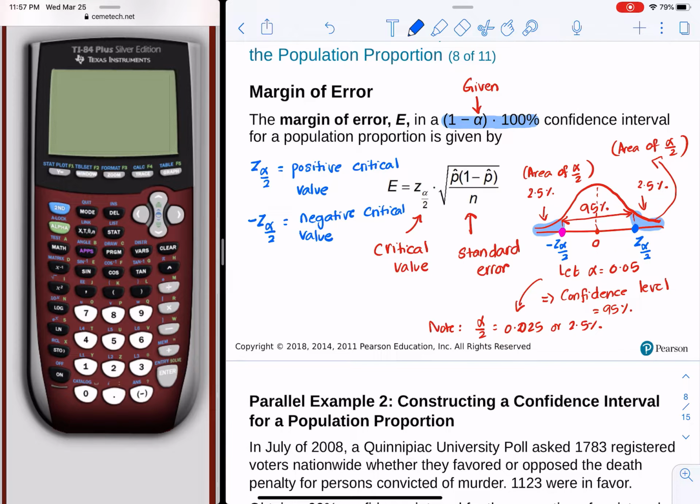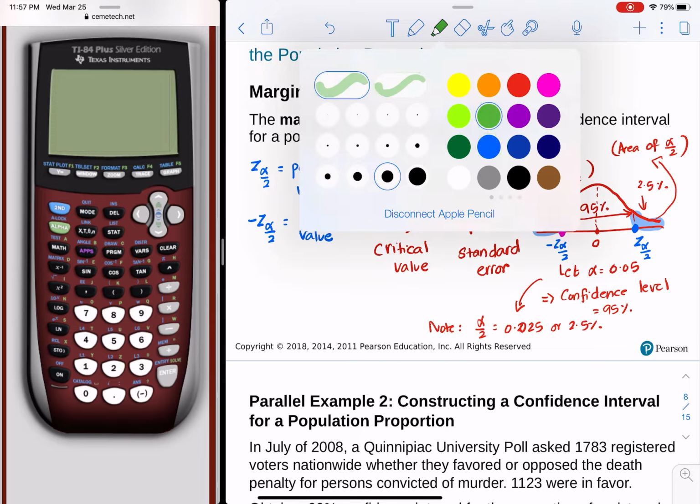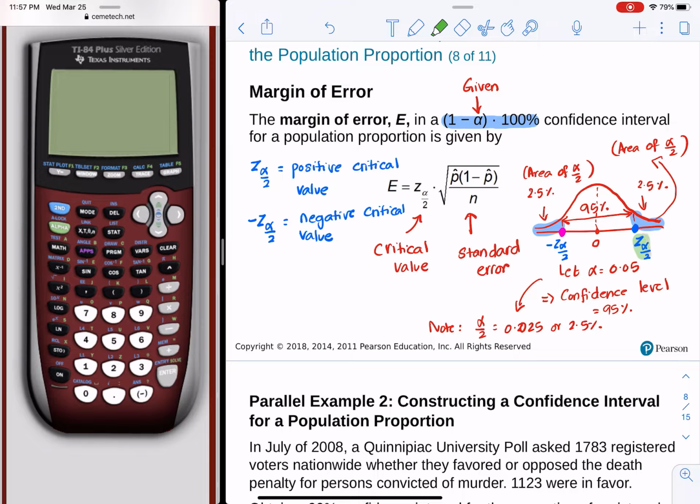Typically, we don't have to find both the critical values. If we find one of them, for instance Z sub alpha over 2, and we multiply it by -1, we'd end up getting the other.